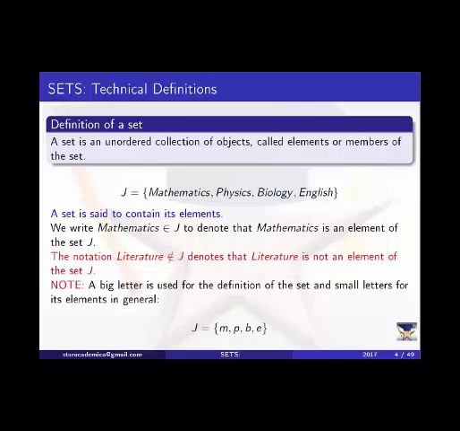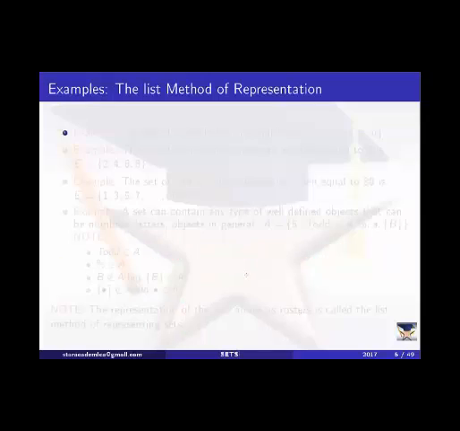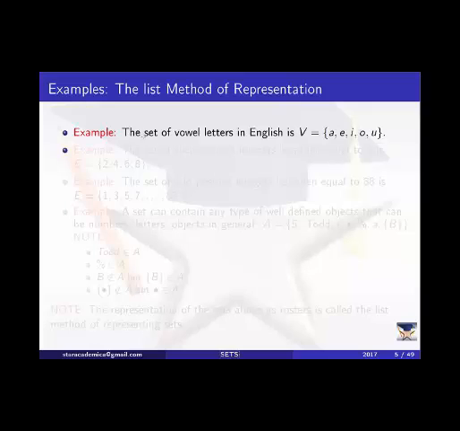Okay, and it's a common thing that we name the sets with capital letters, and inside the sets usually we can have anything. In mathematics we mostly prefer to use small letters, but it can be anything. Let's have some examples for listing methods. So the set of vowel letters in English, call the set capital V. They are A, E, I, O, and U. So this is the set of vowel letters in English.